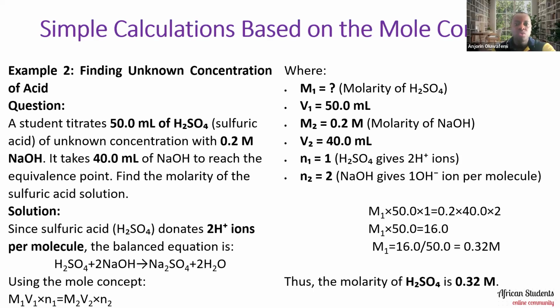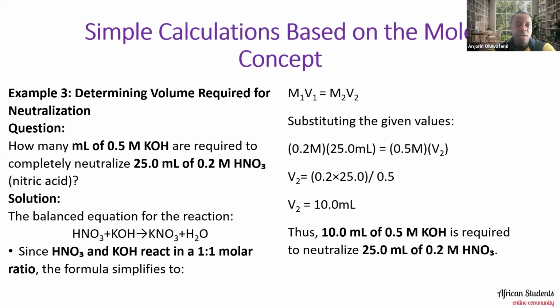We move into the third example now. This one is determining the volume required for neutralization. Let's look at the question. How many mL of 0.5 molar potassium hydroxide are required to completely neutralize 25 mL of 0.2 molar HNO3?